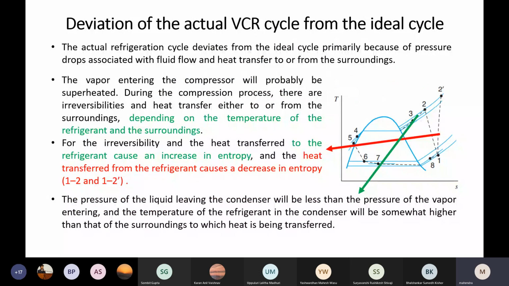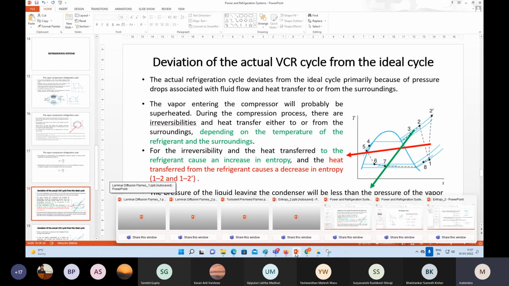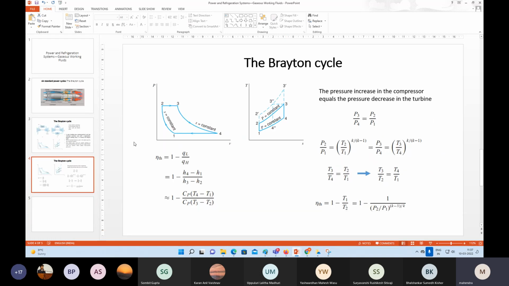So these are about phase changing power as well as refrigeration cycles. Apart from this, we have many cycles in which the working fluid is not changing its phase. Those we can call air standard cycles. Today, at least, let us cover a small topic.